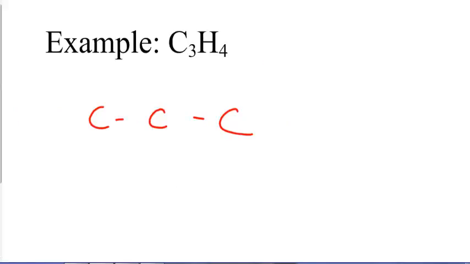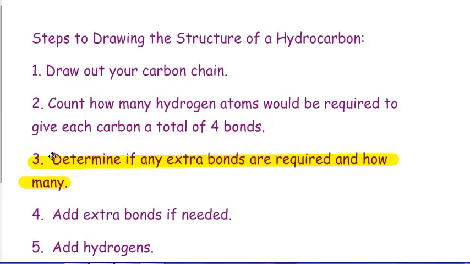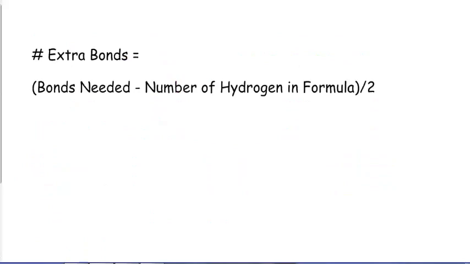What about C3H4? Here's my carbon chain. How many hydrogens? Try it for yourself first. So I have 1, 2, 3, 4, 5, 6, 7, 8. Well, I only have 4 in this equation, so this time I'm not going to have enough. I'm going to come back here to step 3, determine if any extra bonds are required and how many. So this is how I know how many. I take the number of bonds I need, I subtract the number of hydrogens that were found in the formula, and I divide by 2.